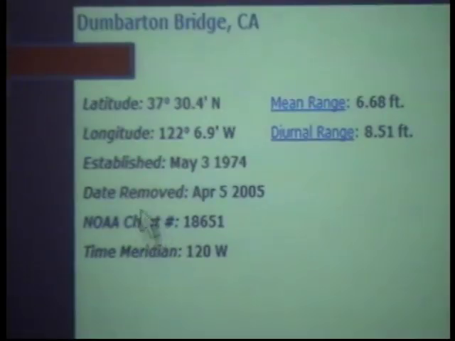It looks like the station was established in 1974 and was operating continuously until April 5, 2005. That's not the case. It just represents the date that some equipment was initially established and the date that some equipment was removed. But it does not mean that the station was in operation for that entire duration.